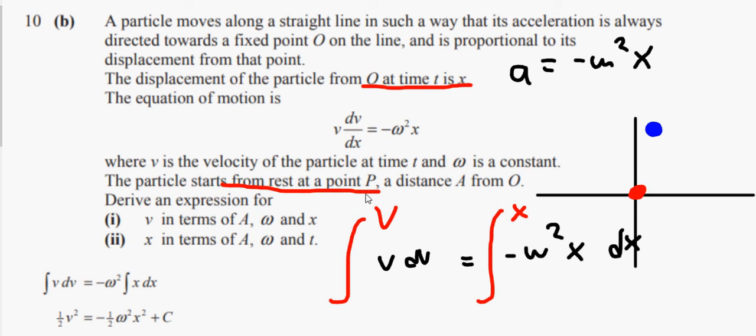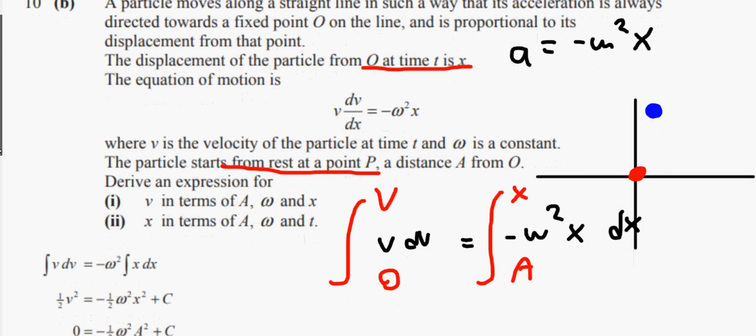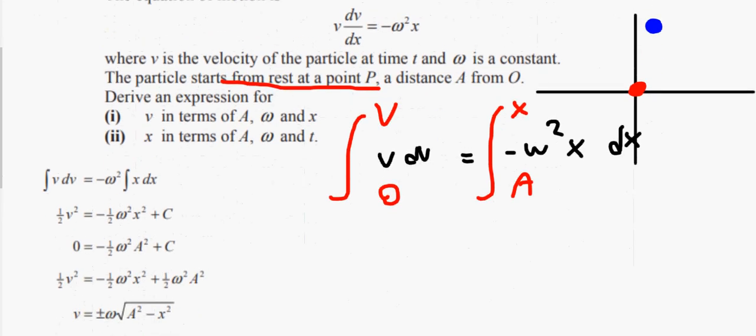Rest at P. Which one's P again? A distance a from O. From rest would mean 0. Distance a from O, that'd mean a. Is that what you got, Connor? Yeah. There you go. So you can do limits. They don't, but I like limits. So limits are quicker, aren't they? Generally faster and more efficient.